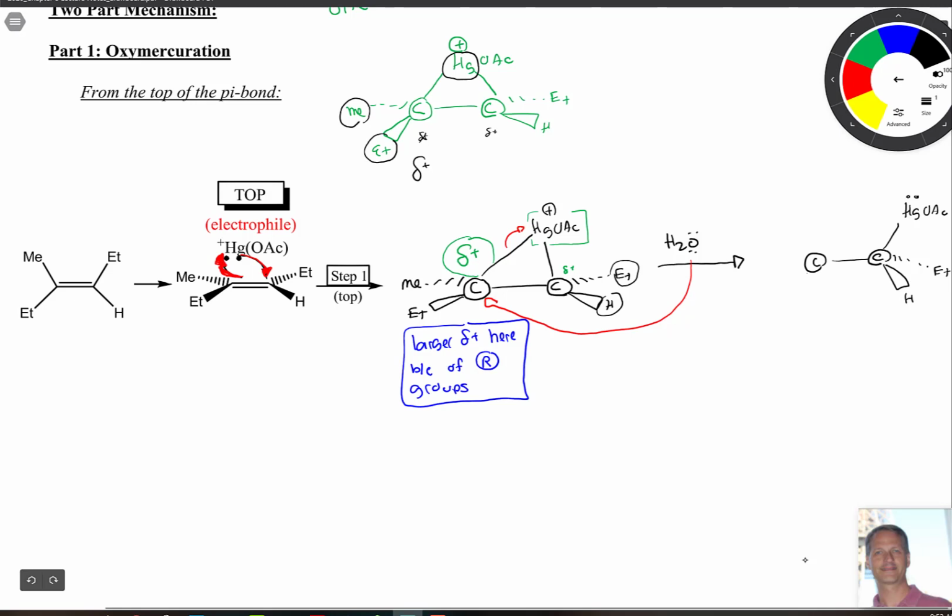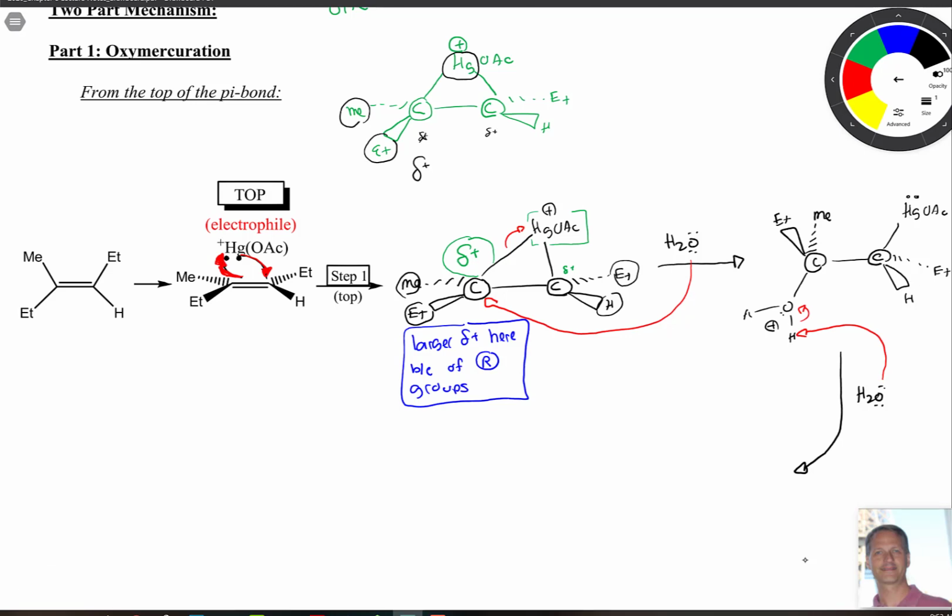And the water's coming down below. So water's coming here to do this. Right? So we've seen that type of attack occur before in our substitution, our SN1. And then this ethyl and that methyl are going to get pushed up. So ethyl there, methyl there. And there we have it. And then the last step of this part 1, I'll come down here, is that we have water come over to do that final deprotonation.